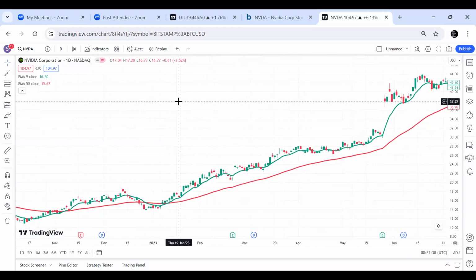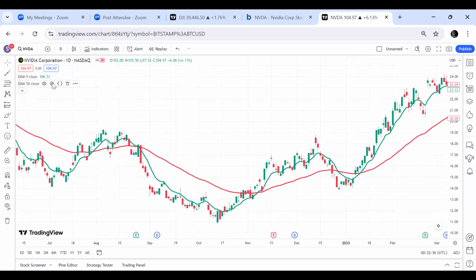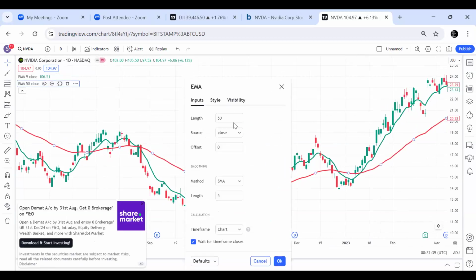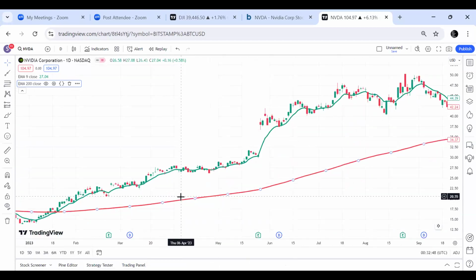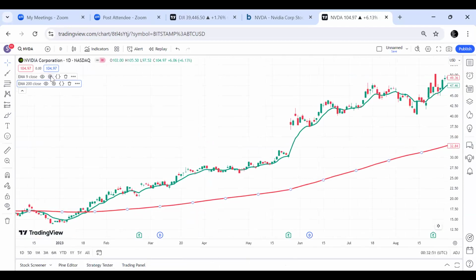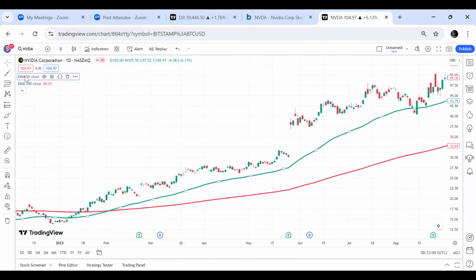For example, as many people may have heard, for the long term we use the 200 EMA. The 200 EMA is very famous for identifying the long-term trend of a stock. And then here, I will keep the 50 EMA. So now, as you can see, the line in red color is the 200 EMA, and the line in green color is the 50 EMA.